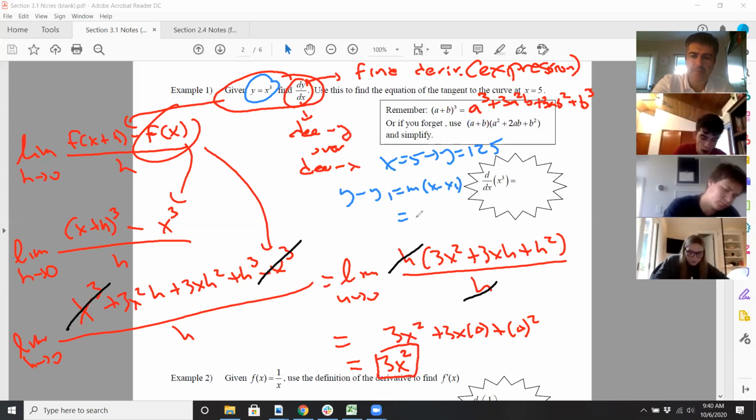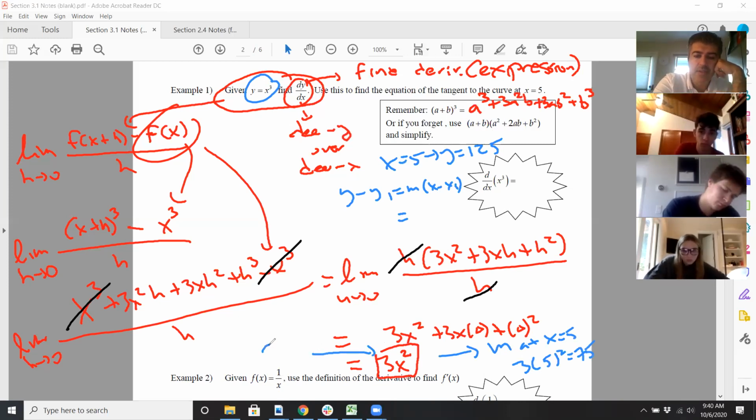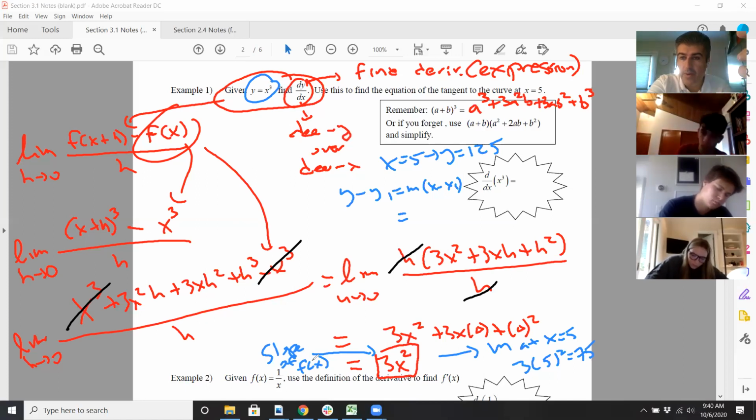Now your slope at x equals 5 is just simply going to be this. The slope is going to be 75, because remember, this represents the slope of f of x, but it's represented as an expression now, 3x squared. So at x equals 5, plug it in, do your PEMDAS correctly, you should get 75. So that's going to be your slope. And we're just at x equals 5, so x minus 5 and y minus 125. So that's the second part of the problem.